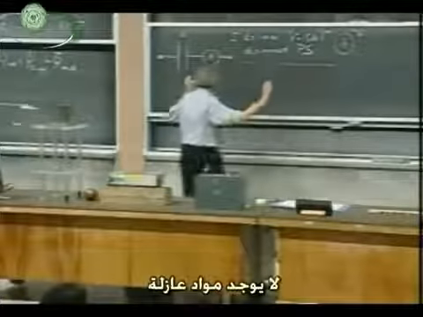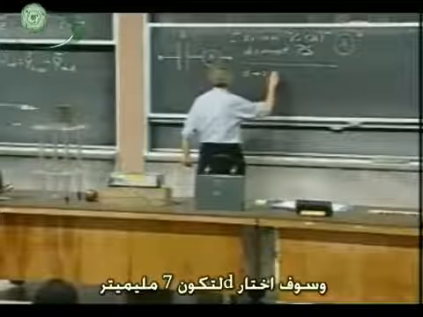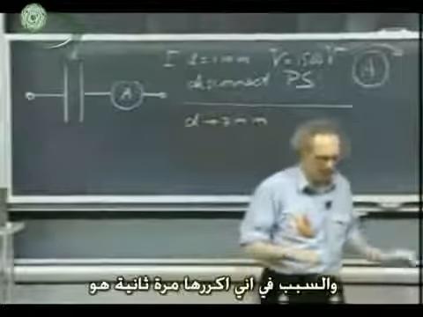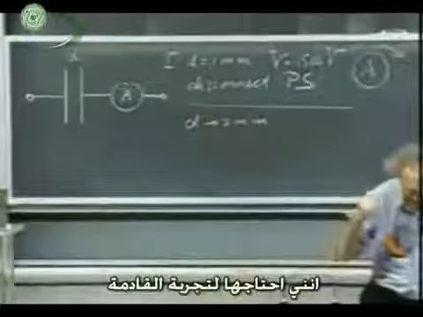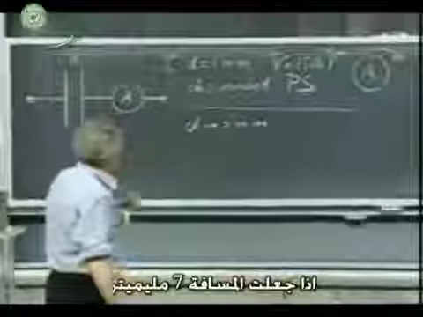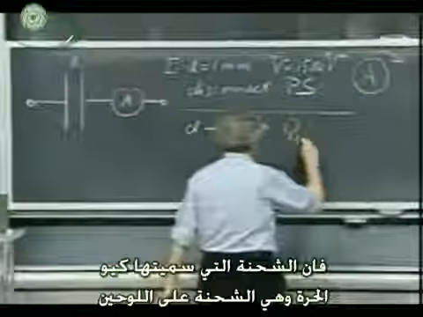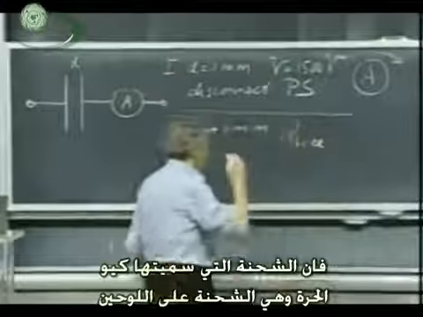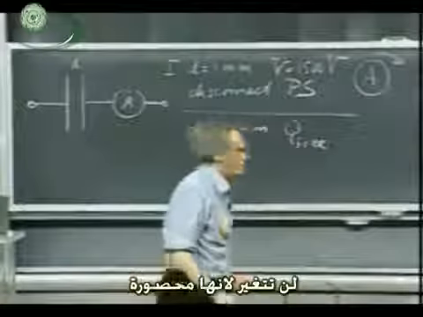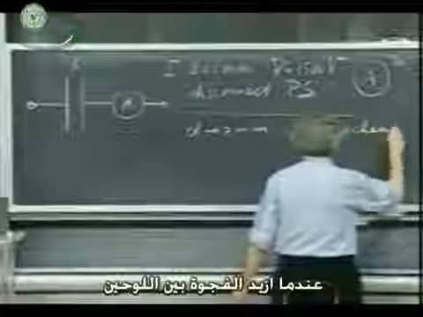There's no dielectric. And now I'm going to go D to 7 millimeters. This is what I did last time. The reason why I do it again is that I need this for my next demonstration. If I make the distance 7 millimeters, then the charge, which I now call Q3, but it is really the charge on the plates, is not going to change. It is trapped.